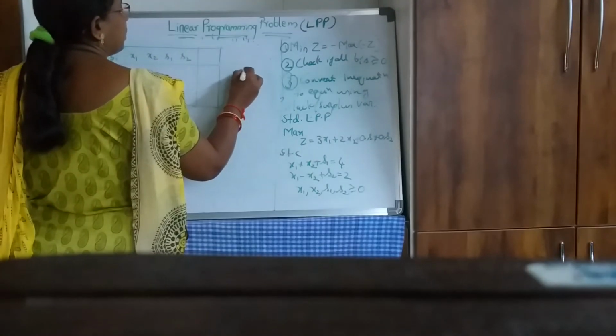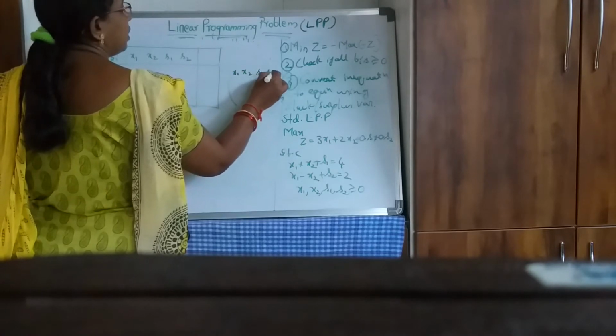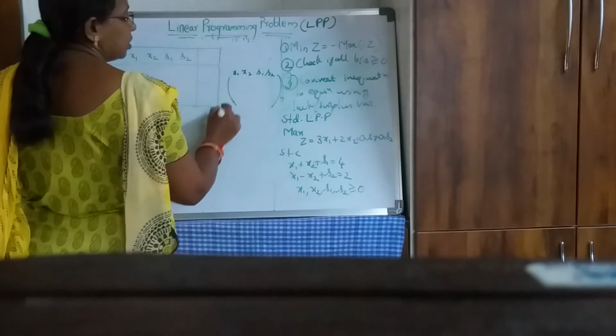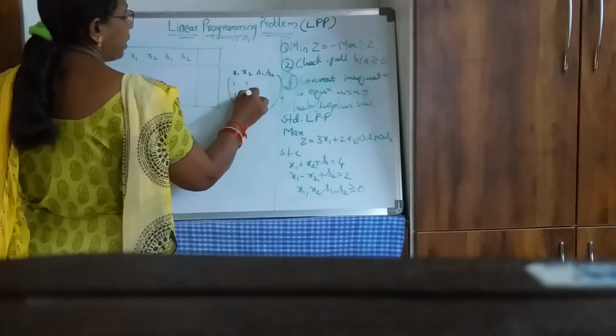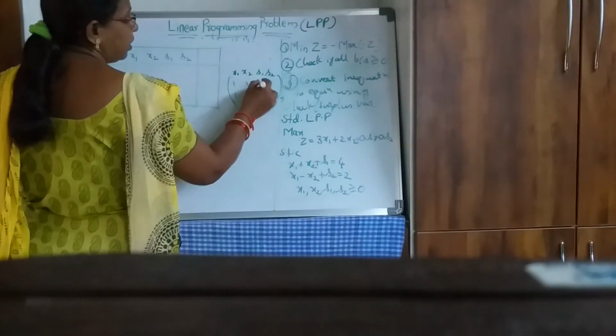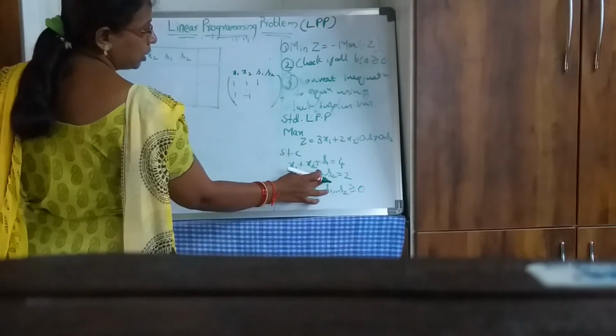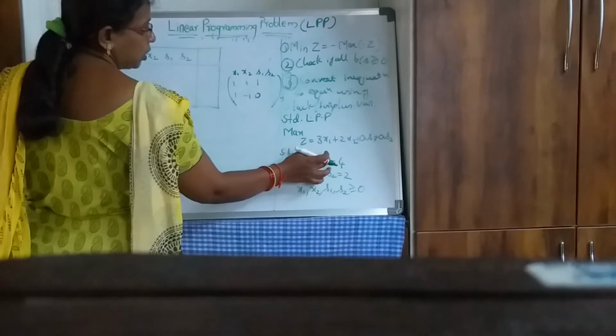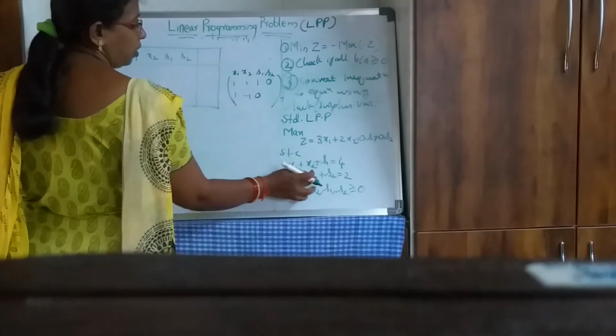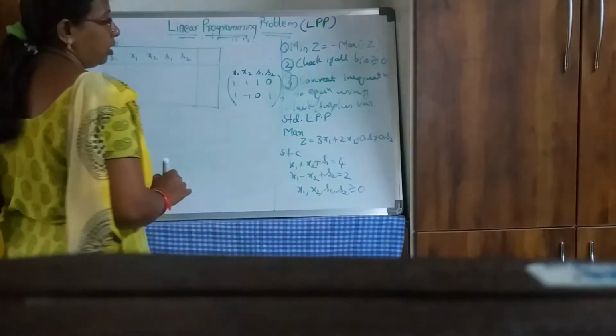I have x1, x2, s1, s2. So here x1 coefficient is 1, 1, x2 coefficient is 1, minus 1, s1 is, in the first one you have 1, I don't have any s1 in the second equation, so I'll write it as 0. I don't have any s2 in the first equation, so I'll write 0. In the second equation I have 1.